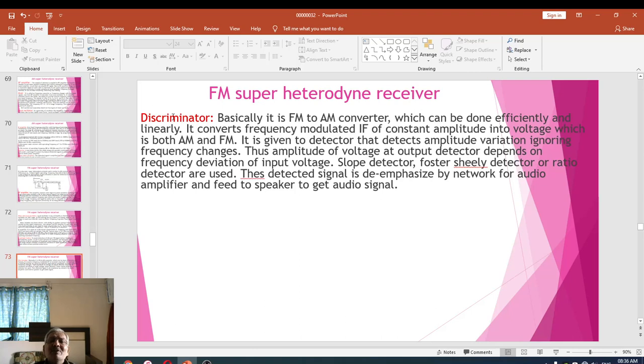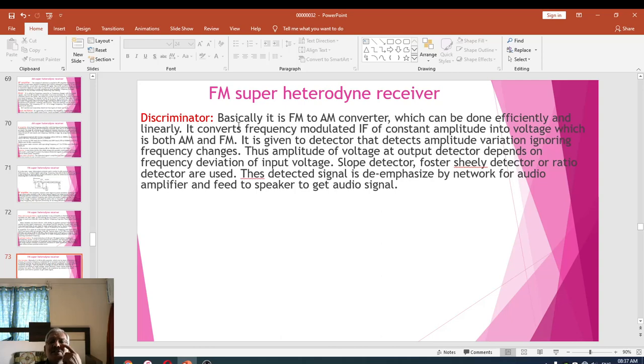Now the output of the limiter circuitry is given to the discriminator circuitry. The role of the discriminator circuitry is to detect the modulating signal from the FM modulated wave, and it is provided to the destination, that is the speaker, after audio frequency signal amplification by the power amplifier. Thus we can say basically it is an FM to AM converter which can be done efficiently and linearly.